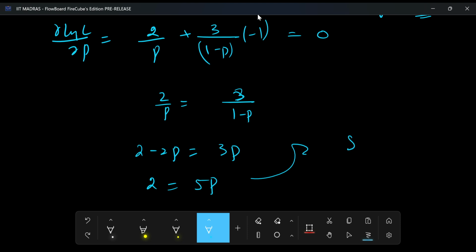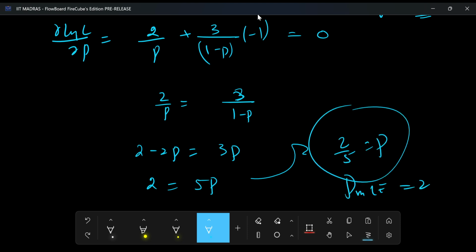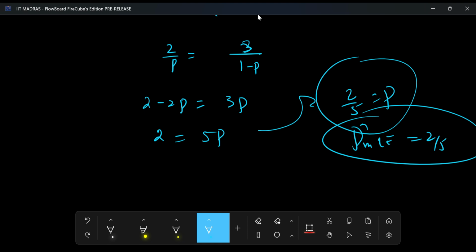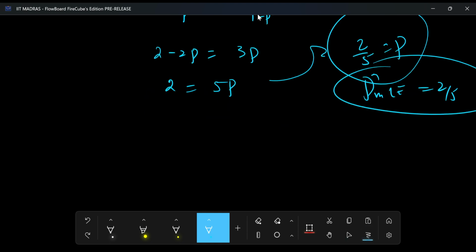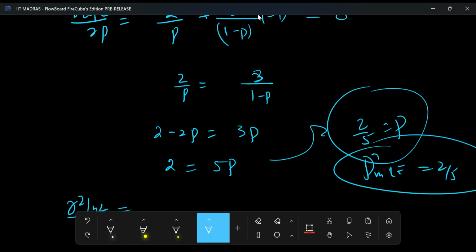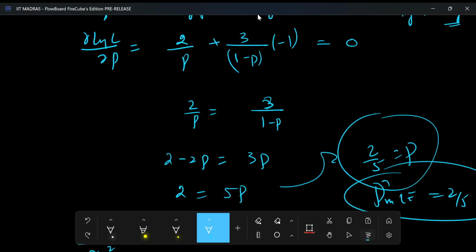So p is equal to 2 by 5. So p MLE is equal to 2 by 5. So I got this p MLE is 2 by 5. But I need the double derivative as well to check this MLE is a maximum. So del squared log L divided by del p squared, which is nothing but the double derivative of this.